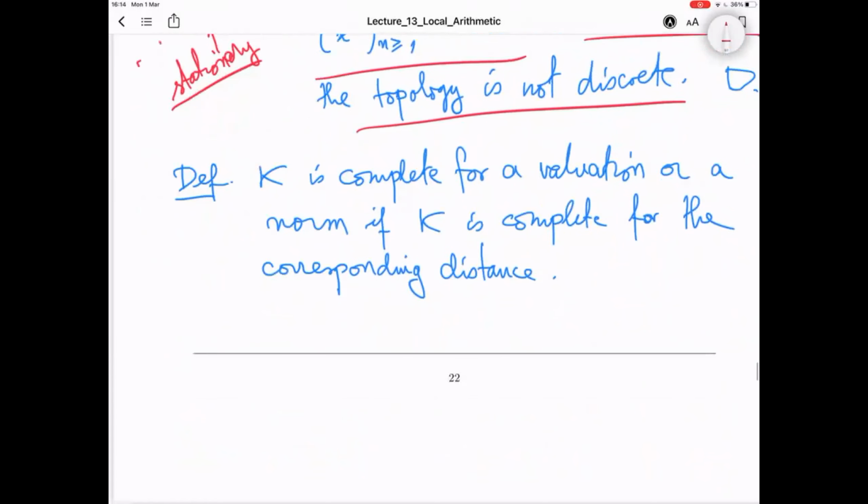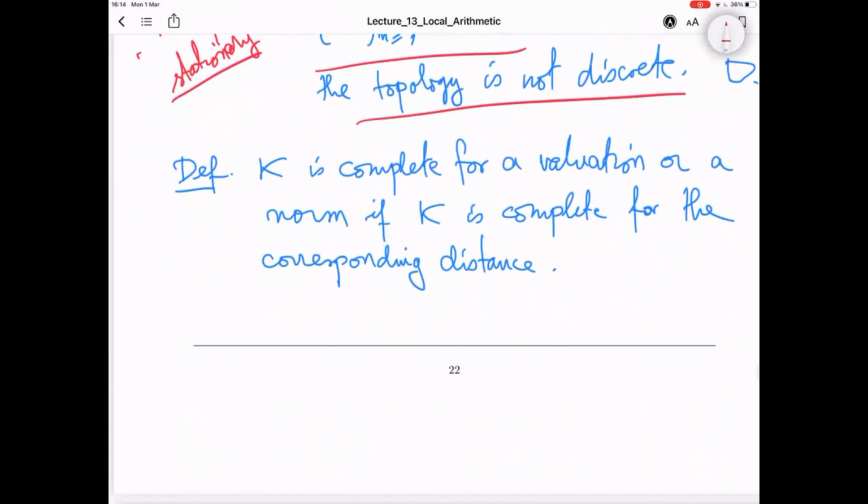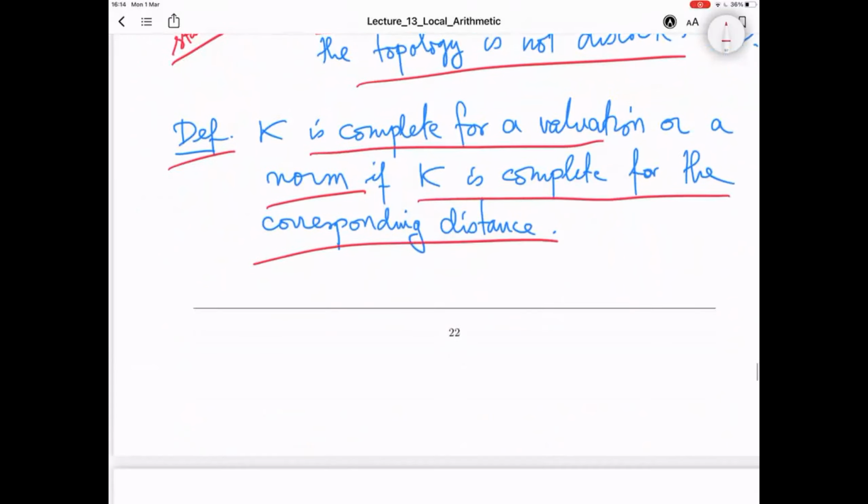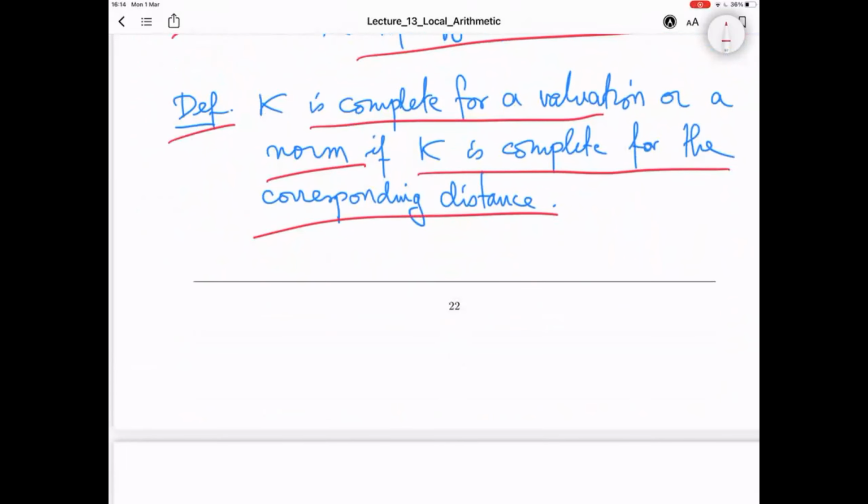Okay. So if K is complete for a valuation or a norm, if it is complete for the corresponding distance, that's a definition. Complete for a distance, you know that it means that every Cauchy sequence converges.